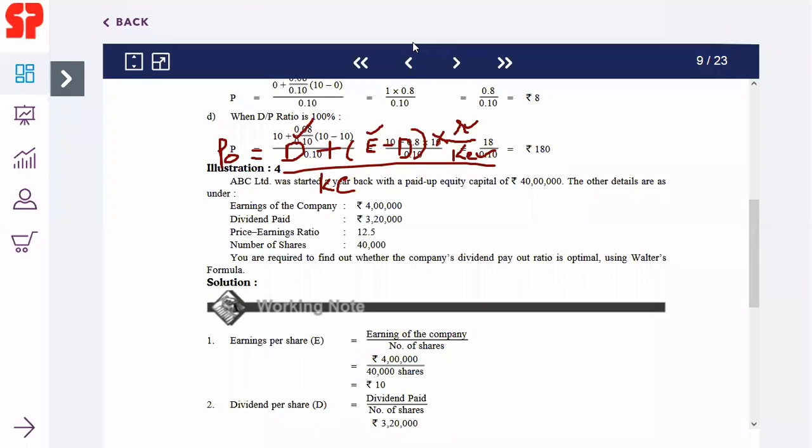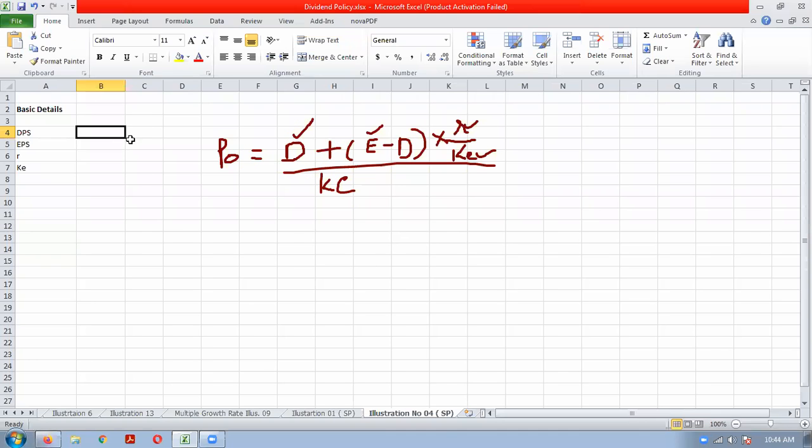See, all the details are there in the question. Yes, almost it is there, but we will have to do some working. See, earnings is given 4 lakhs. From this, we can find out the earnings per share. Dividend is given. Dividend per share we can find out. Now we'll find out the earnings per share: total earnings divided by number of shares.